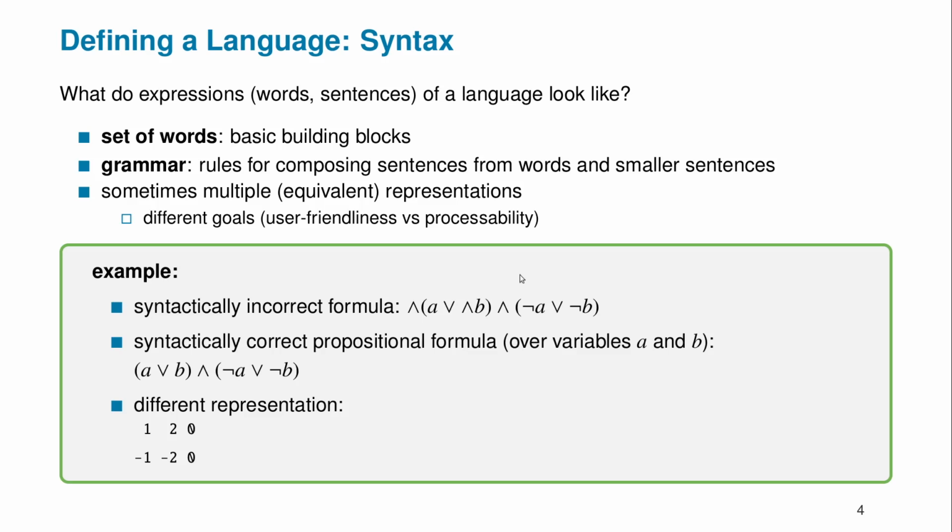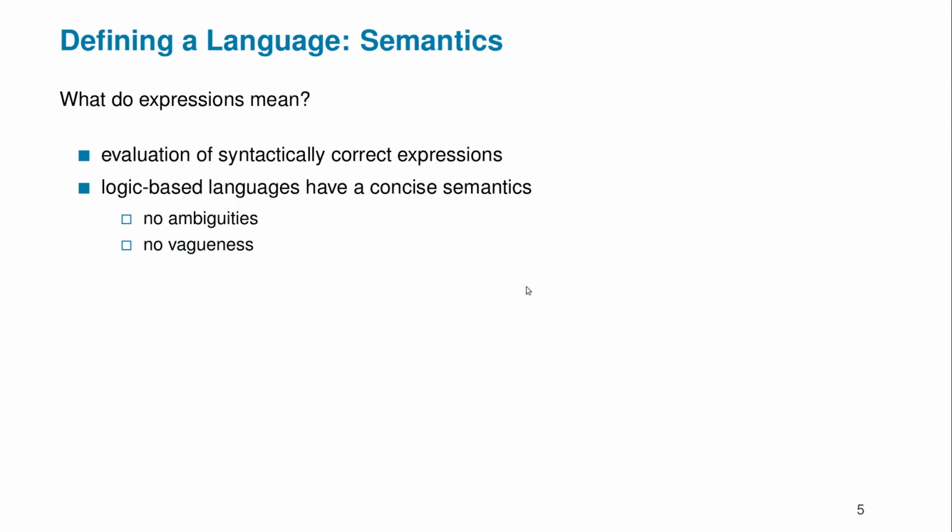We have to define how expressions in a logic look like. When we have that, we have to give them a meaning. So we have to say how to evaluate syntactically correct expressions. And what we want to have is a really concise semantics, so there should not be any ambiguities and there should not be any vagueness. So there should be no discussion what a formula means. And therefore, we agree upon the semantics. We make it crystal clear from the beginning what a formula means, such that there is no room for discussion.